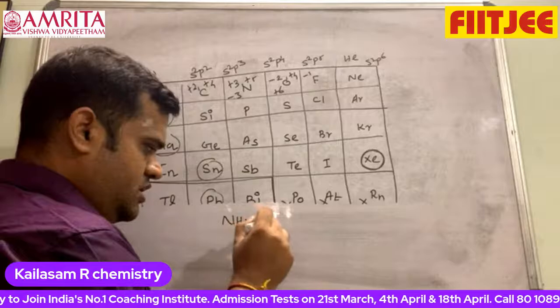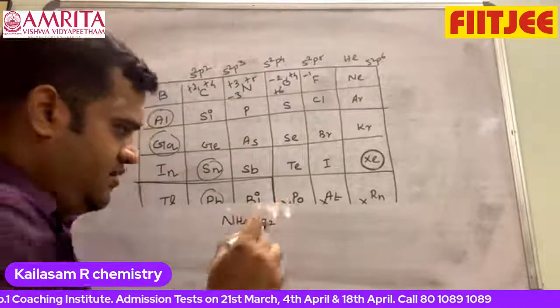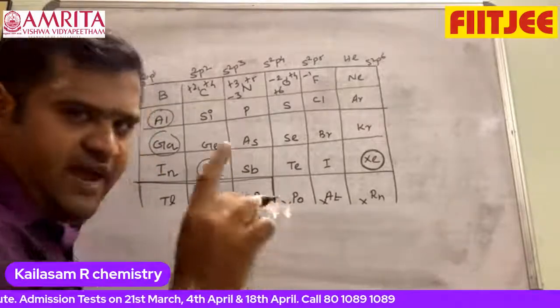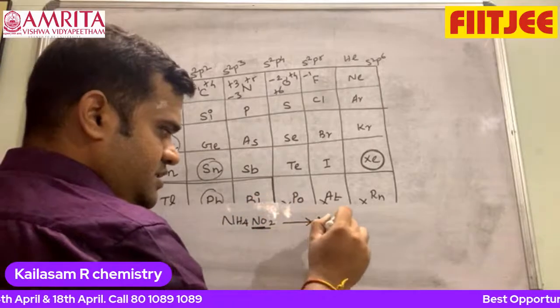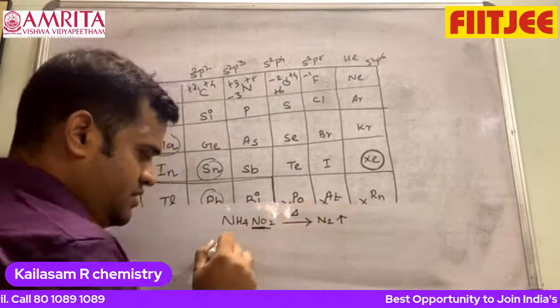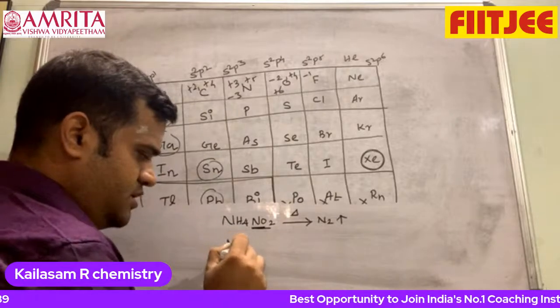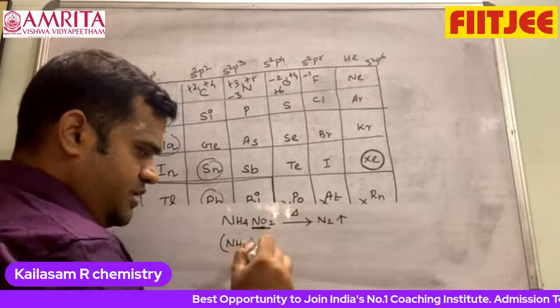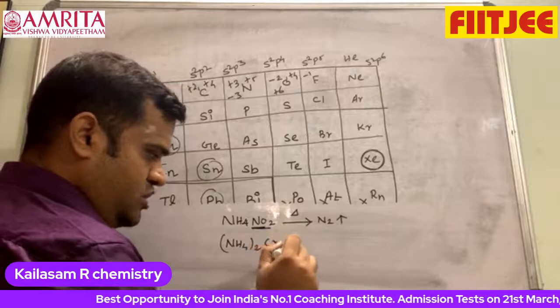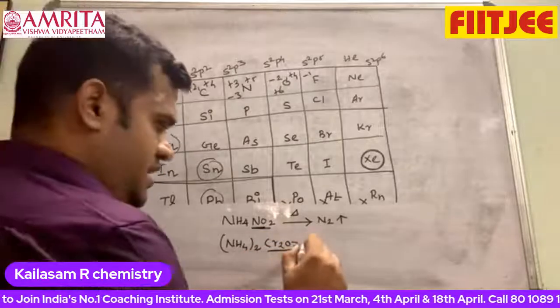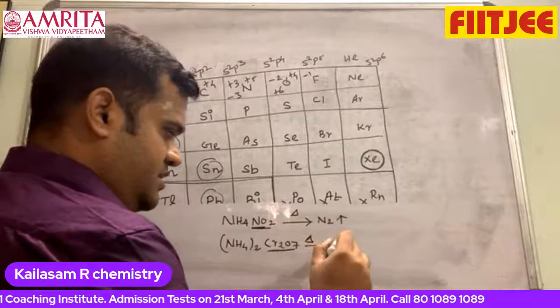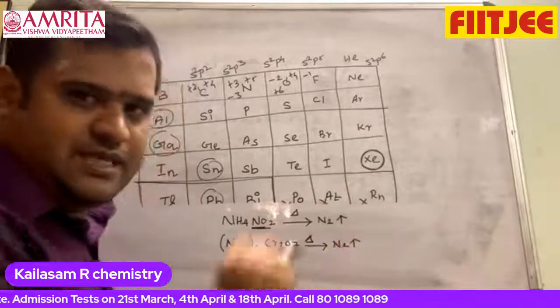Take NH4NO2, an ammonium salt. When it is an ammonium salt, what is the anion? If the anion is a very good oxidizing agent, you may liberate N2 gas on heating. Now look at this. I can take ammonium dichromate, (NH4)2Cr2O7. This is the anion part. The anion is a very good oxidizing agent, and on heating I am going to get N2 gas.